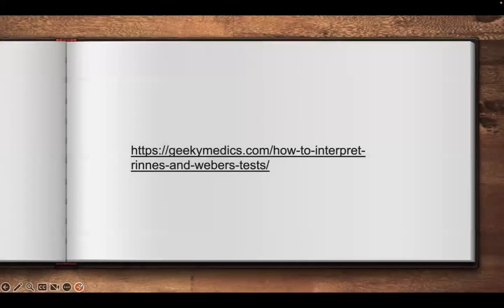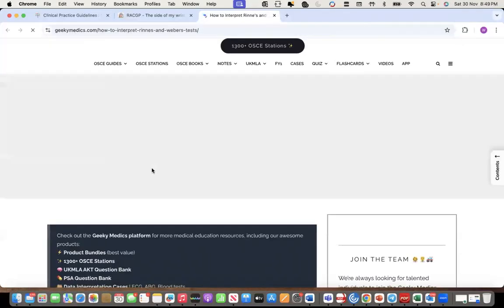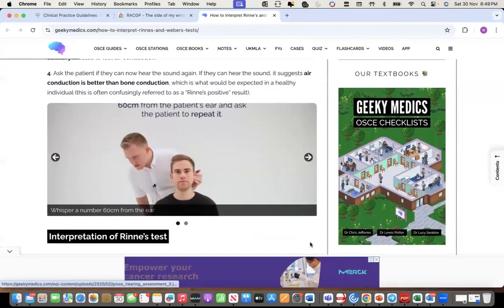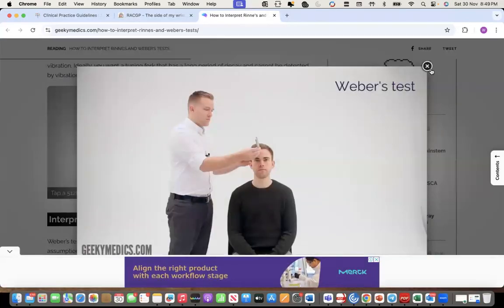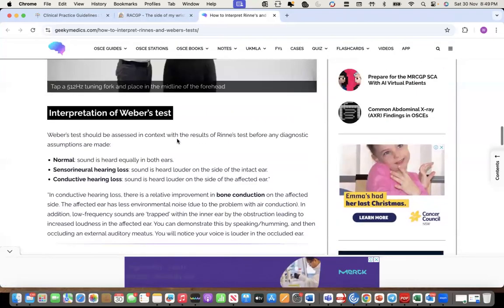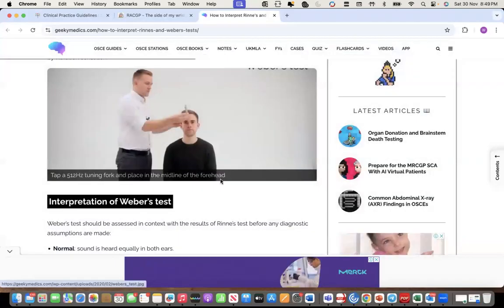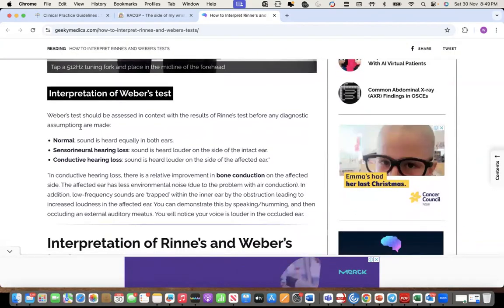And I think I have the Geeky Medics video as well, so maybe we can have a look at this video. I don't know how it plays, but we can just quickly see this test. Okay, let's do the Weber's, because if we do the Rinne's, it will be confusing. Let's do the Weber's. I don't know, it's not moving on. It's just not moving on. So maybe it's not a video. You can have a look here.